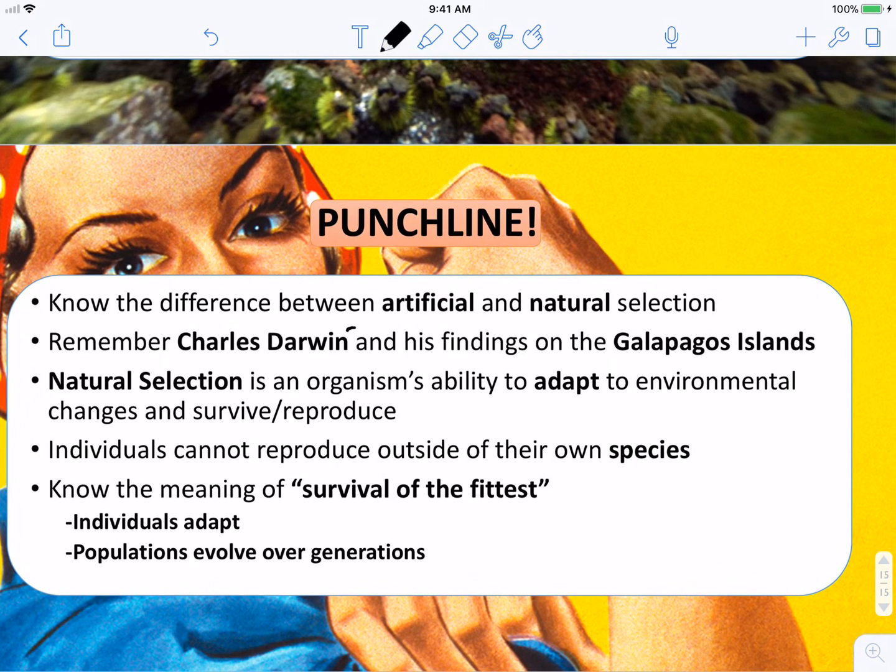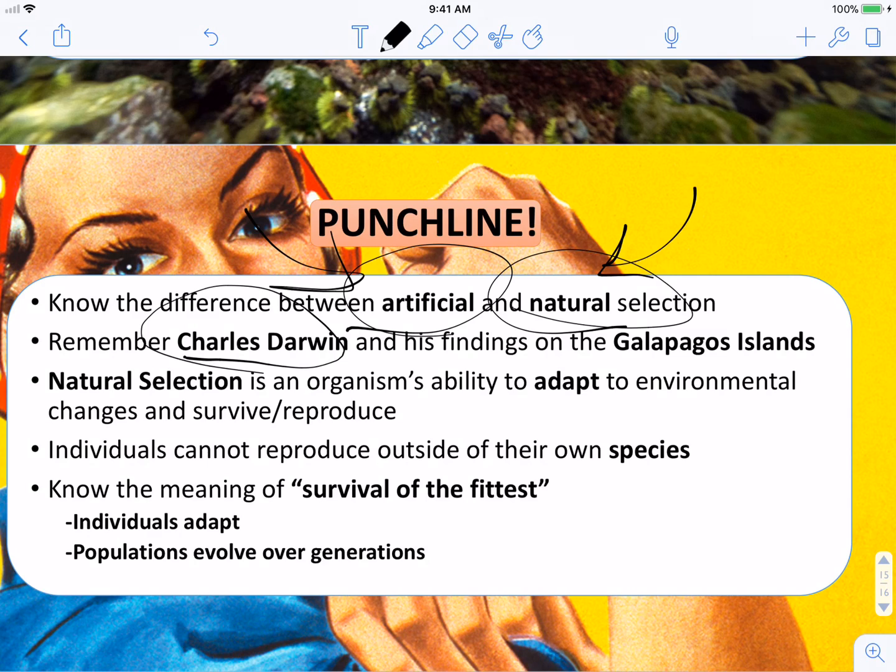So here's what you need to know. Difference between artificial and natural selection. Artificial means we're selecting for traits of other organisms. Natural means that our mutations are good or bad. And if you have good mutations, then you're going to be able to mate and keep passing them on to future generations. If you have bad adaptations, then you're going to die.